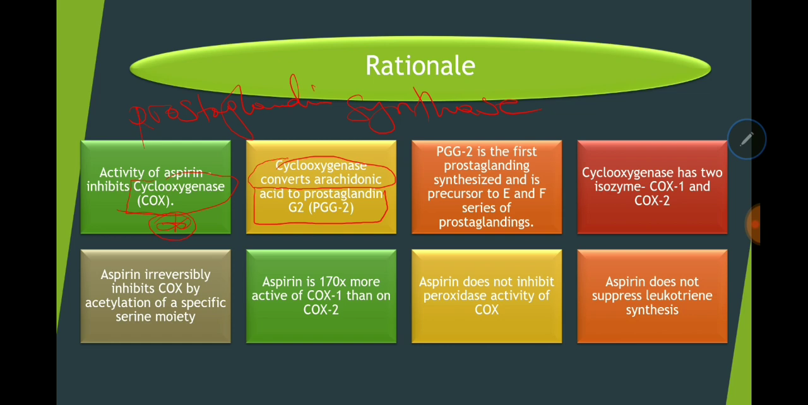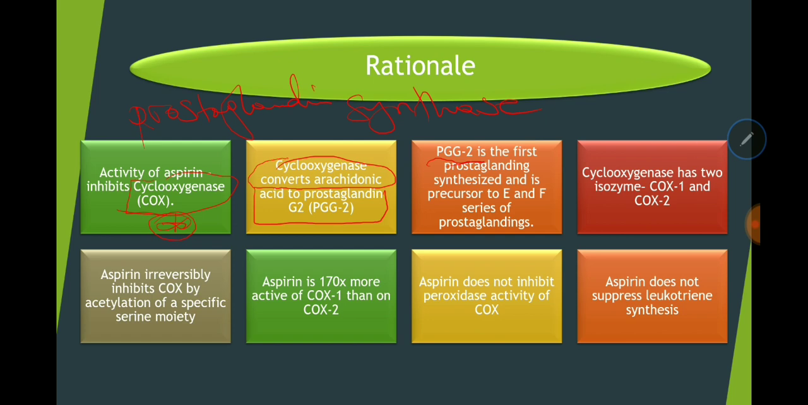So you have to be careful when you give certain drugs, because if you block prostaglandin synthesis, it means arachidonic acid is going to be produced because you haven't blocked phospholipase A. So you can enhance the leukotriene pathway, which is why you have to be careful when you give aspirin in asthmatics, okay? So prostaglandin 2 is the first prostaglandin which is synthesized, and it is a precursor to other prostaglandins such as the E and F series of prostaglandins, okay?